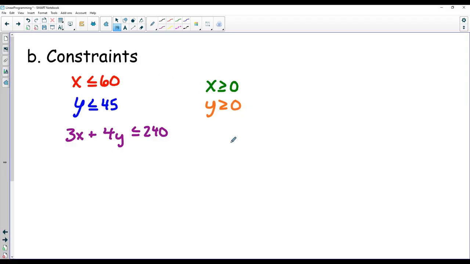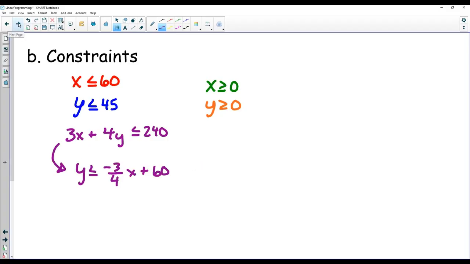All right, so here's all of our constraints. Now one of the things that you want to try to do, especially for this one right down here, the purple one, dealing with the hours of labor, is play with it a little bit to get it into y equals mx plus b. That will be easier to graph. So I'm just going to take a second and rewrite this in y equals mx plus b form.